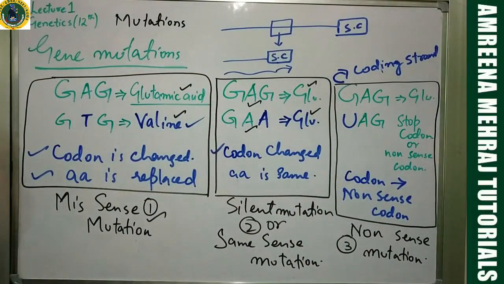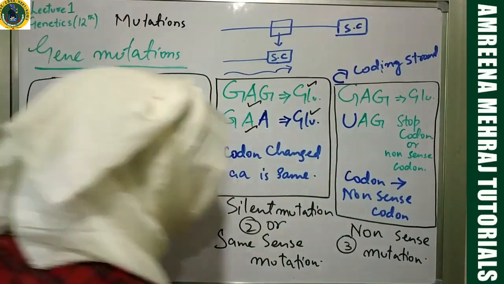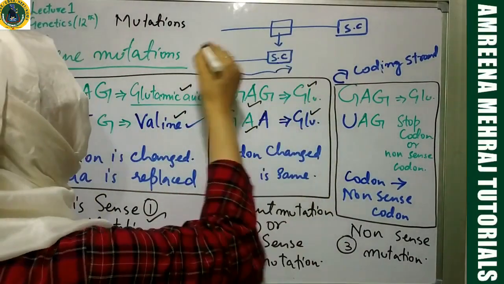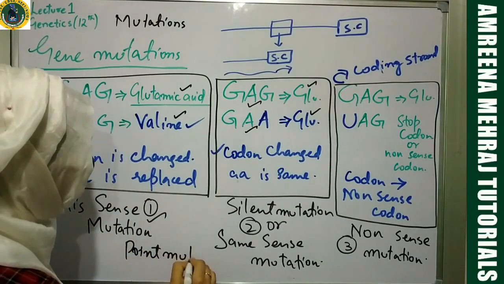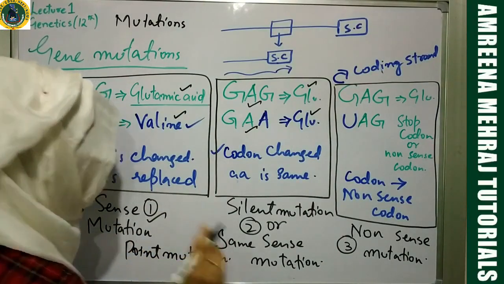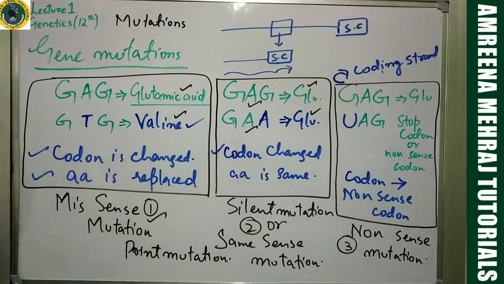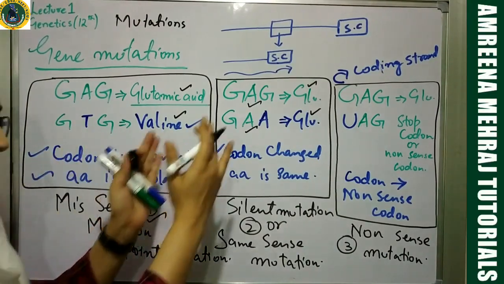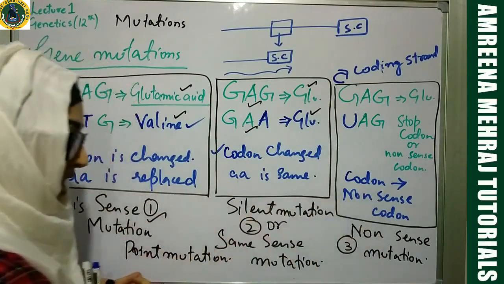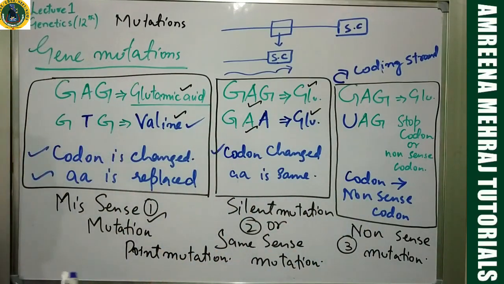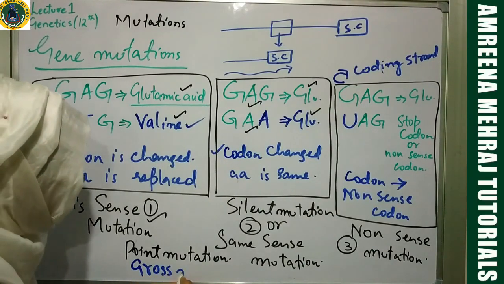My dear students, all these examples fall under point mutations. They are all point mutations because they are happening at one place, at one specific point. Similarly, you could have tens or twenties or hundreds of mutations happening at just one time. That mutation is not so common. Those are rare mutations, but they also happen. Those mutations are called gross mutations.